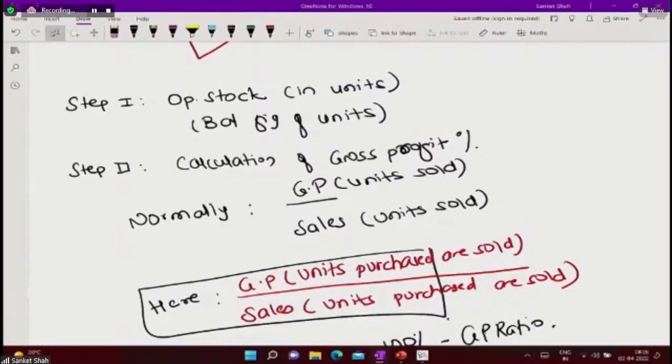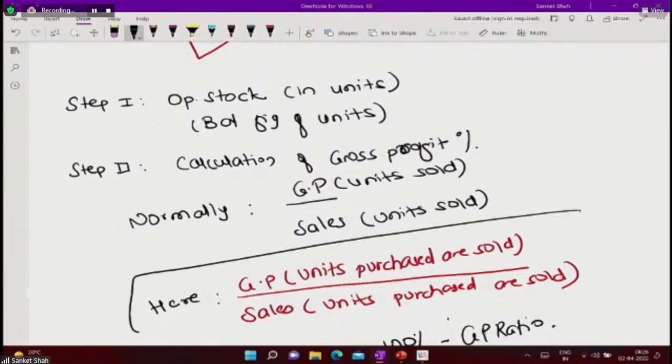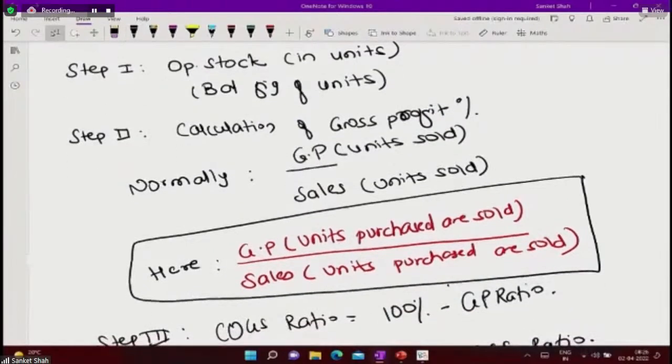What is the important point in this question? Normally GP ratio is GP upon sales on units sold. But here what you are going to consider? On units purchased. So write down in the index.